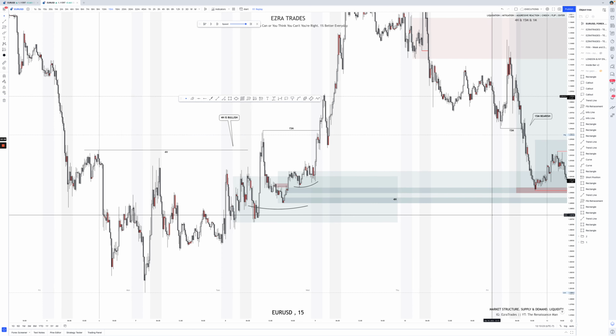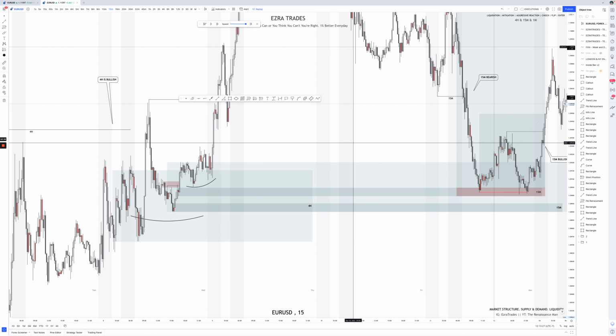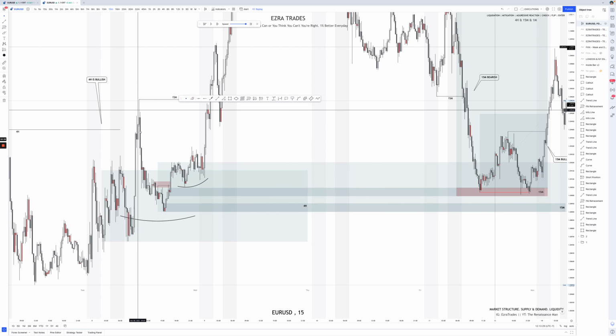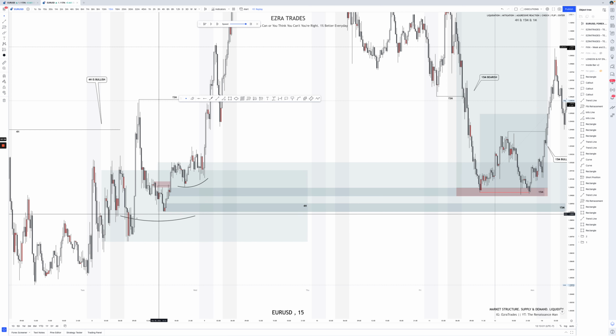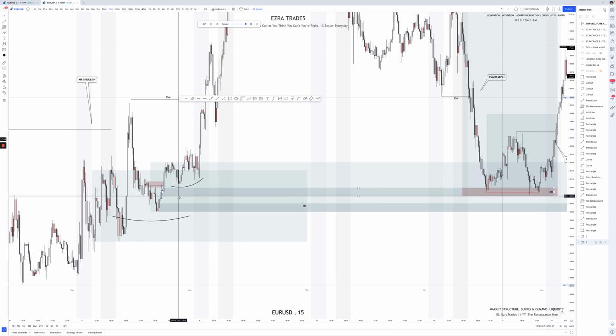In fact, I have two 15-minute POIs that I would see as valid. After this happens, we pulled back. We did not mitigate this area, but it's unlikely that we are going to take out this, as this is the low that makes the new 4-hour high. So there's no reason to take this level out. If anything, we could tap this, but we would respect it. And so I'm looking for reactions off of these two areas.